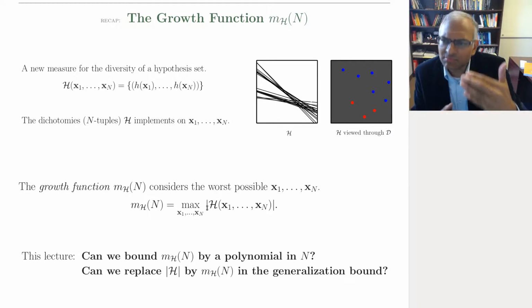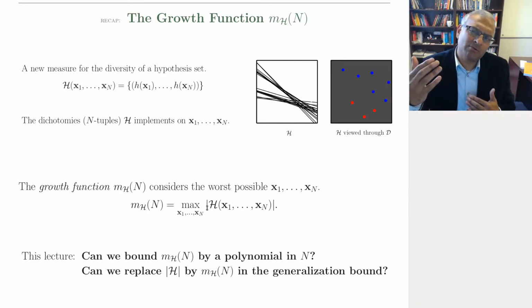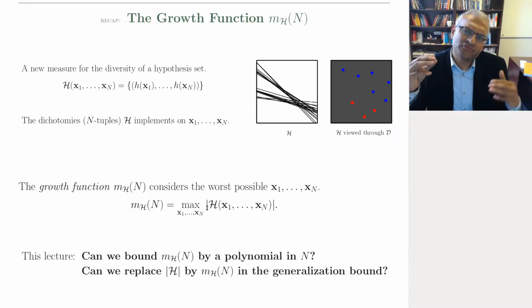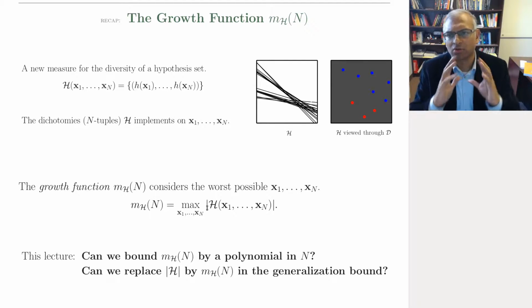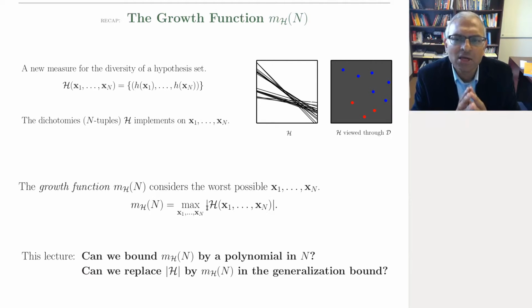This maximum possible complexity, this maximum number of dichotomies that can be implemented by the hypothesis set, is an upper bound on the complexity of the hypothesis set as seen through any data set. This is what we call the growth function. It's the maximum number of dichotomies that a hypothesis set can implement on n points.